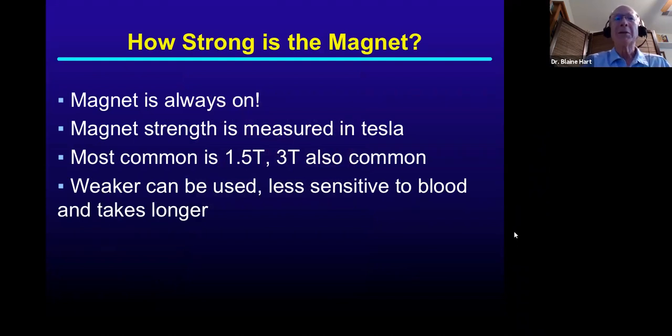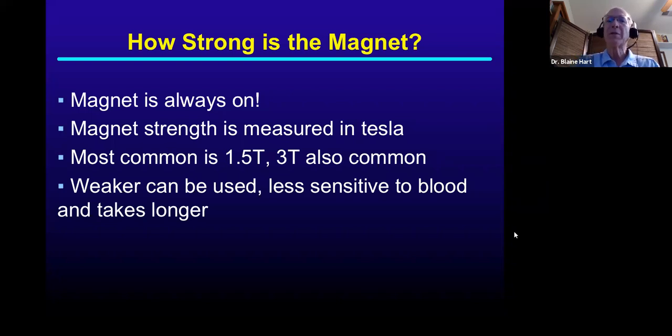Keep in mind that the magnet is always on, unlike TV shows where I've seen, and you may have seen, where someone foils the villain by turning on the magnet. It doesn't work that way. It's always on, very strong. The strength is measured in units called Tesla, and the most common strength used is a 1.5 Tesla magnet. Although 3 Tesla, twice as strong, is also becoming fairly common. There are weaker, less than 1 Tesla or even less that can be used.